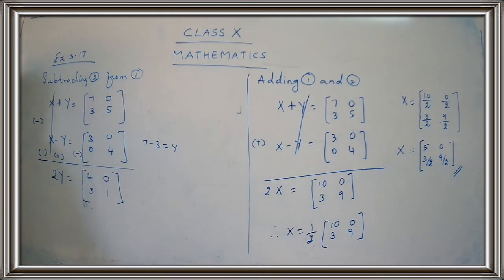Yes. We have found the matrix. So 2y is equal to 4, 0, 3, 1. I want the answer in terms of y. Yes, children?